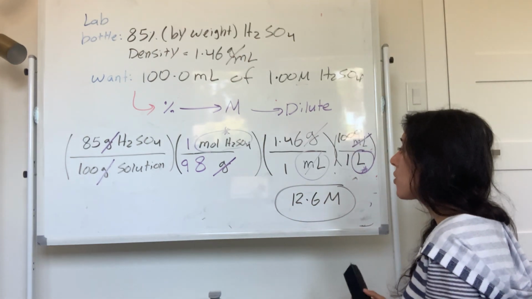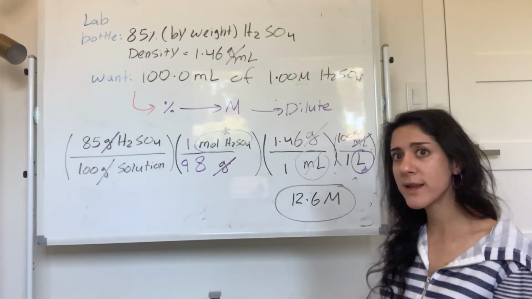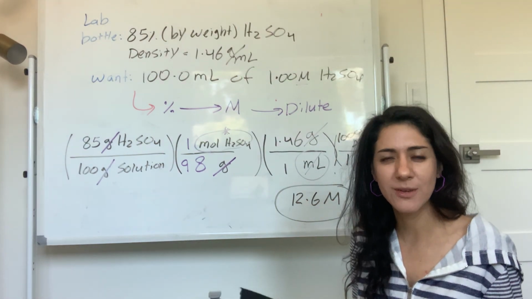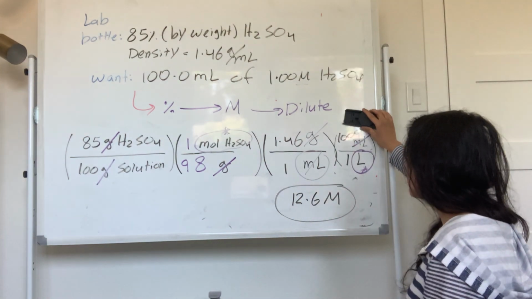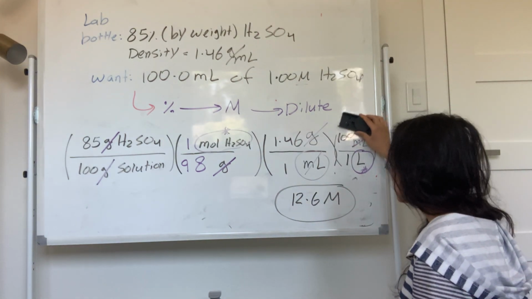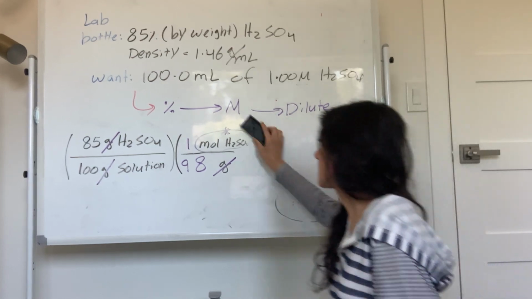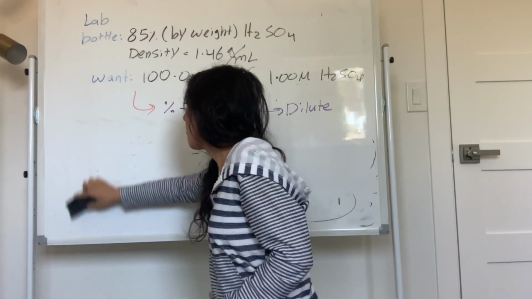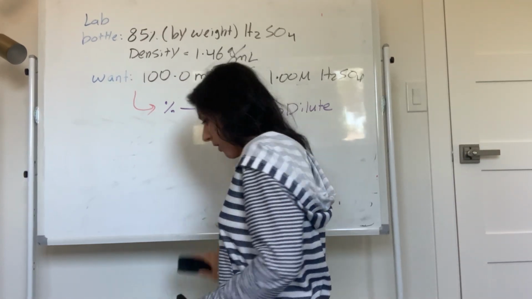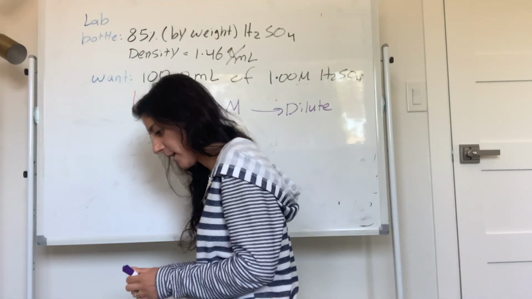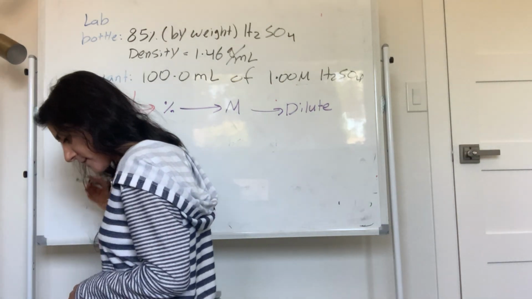So now I know that this bottle, when it says 85% by weight, which I don't like that unit, I like molarity. I'm one of the not normal people, right? It's 12.6 molar. Now what do I need to do? I need to dilute it. So I know the bottle is 12.6 molar. So when they say you have 85% by weight, I know that's 12.6 molar.